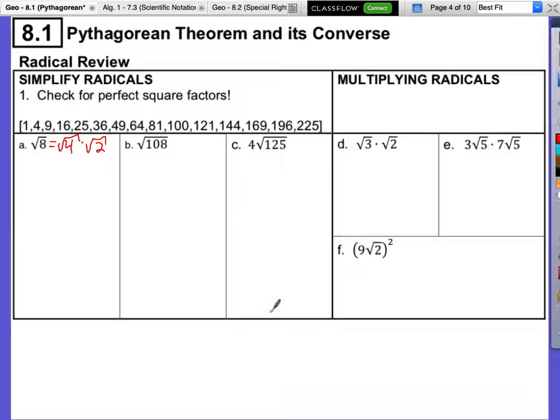Now we say it's equal to the square root of 4 times the square root of 2, because if we multiply these numbers underneath the radical, we go back to the square root of 8. Okay? So, square root of 4 times the square root of 2.